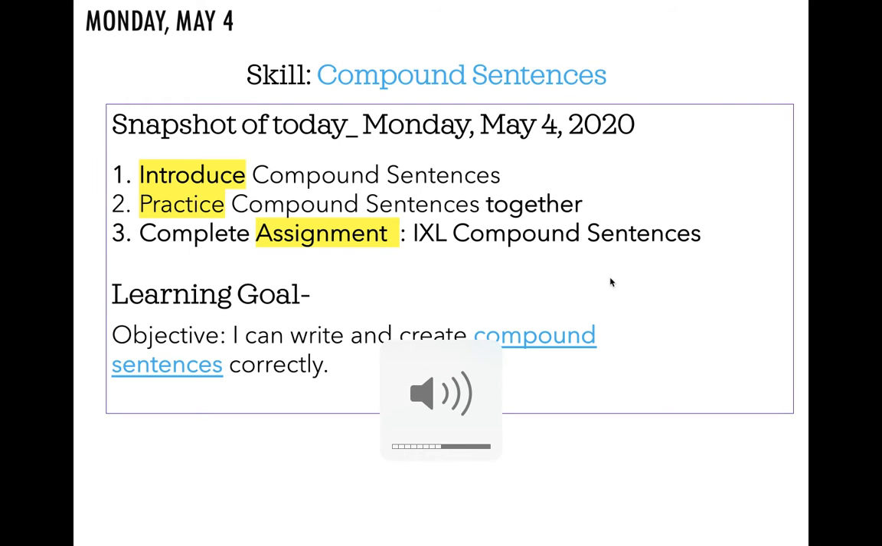We are going to learn about compound sentences today. So I'm going to introduce compound sentences to you. We'll practice together, and then you will complete the IXL compound sentences assignment on the link at the end. So today our goal is that I can write and create compound sentences correctly.